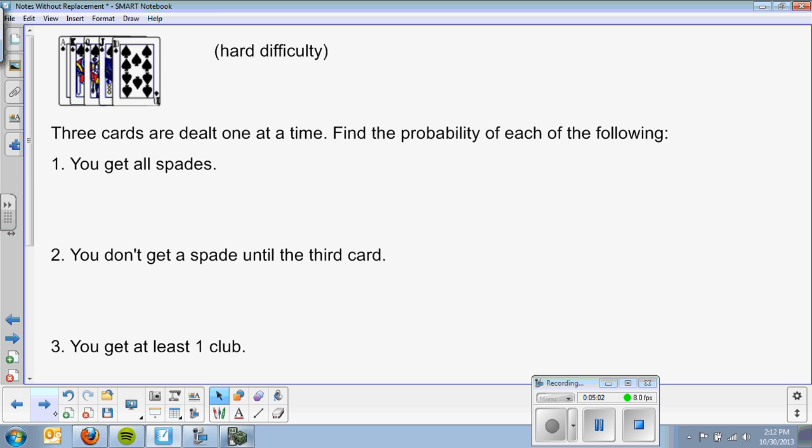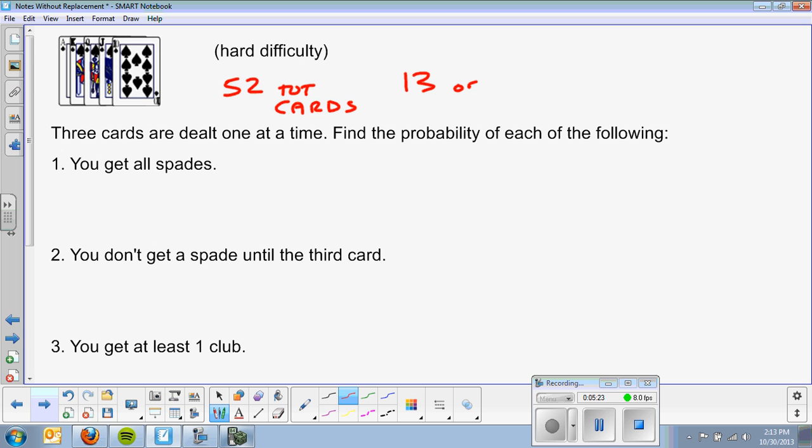All right, now we'll show you a few examples with cards, and that'll wrap it up. So you need to know a couple of things before you can answer these card questions. You need to know that there's 52 total cards. And you need to know that there are 13 of each suit. That will be helpful for answering these questions.